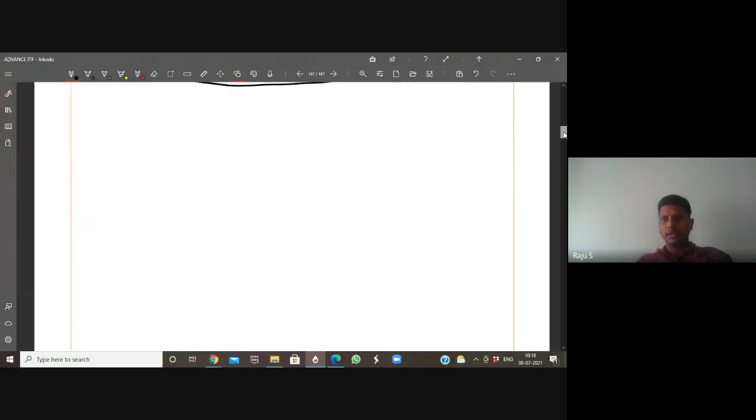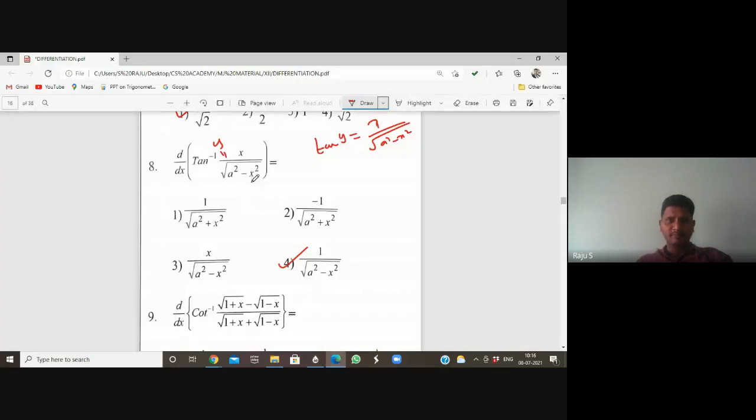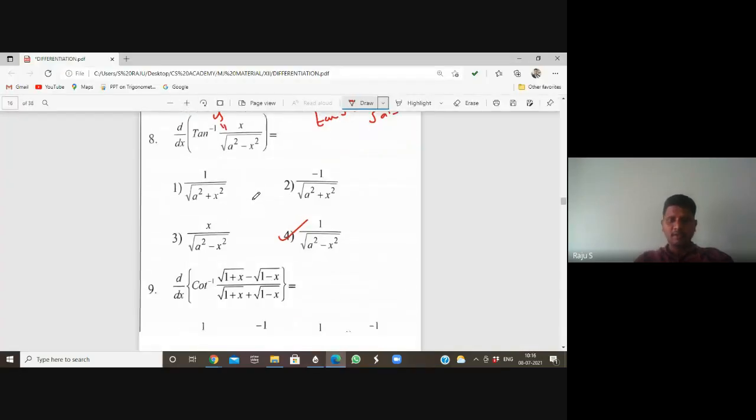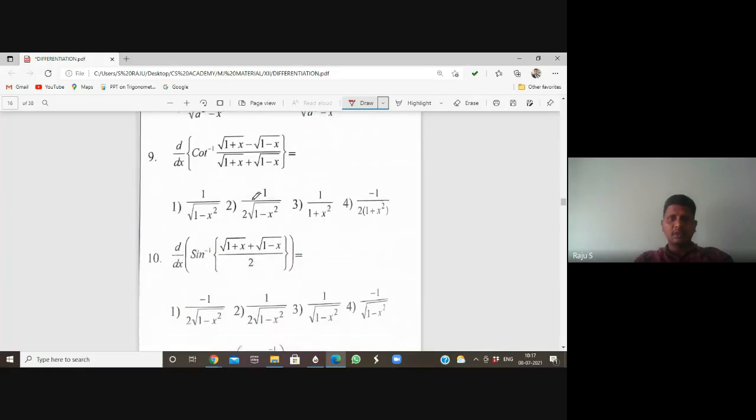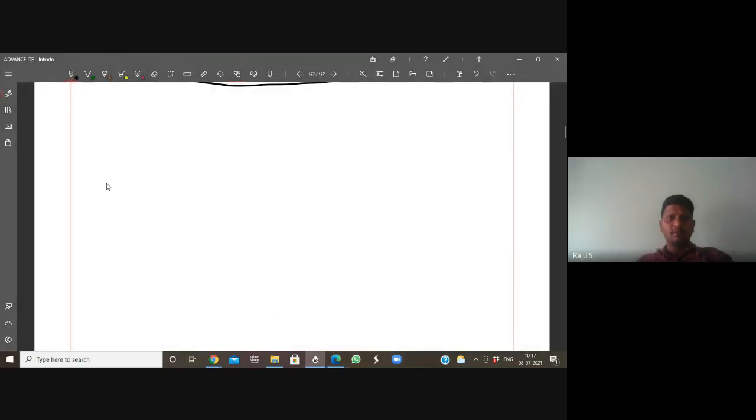Okay, next. So question number 9 here, d by dx of cot inverse. So again here also if I consider y is equal to this, we cannot differentiate directly. So cot y is equal to, we are going to get root and root by root plus root. So this is very difficult to do directly. Again substitution.